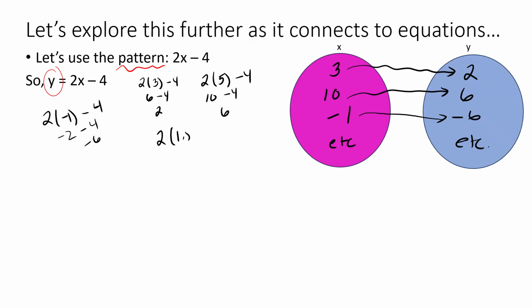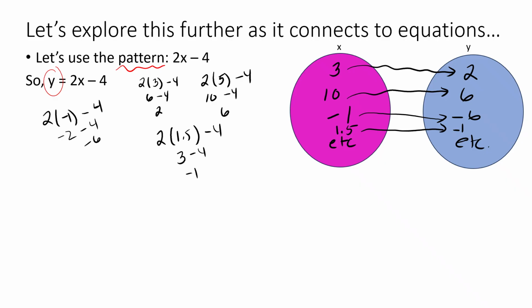Okay, so let's try a decimal. We don't usually go there, but 2 times 1.5 is 3, and 3 minus 4 is negative 1. So we could sneak that in, 1.5, and that would map over here to a negative 1. Is it possible for us to get a decimal out? Sure, if I picked 1.25, then 2 times 1.25 is 2.5, 2.5 minus 4. So yes, I could get decimals out as my y value.